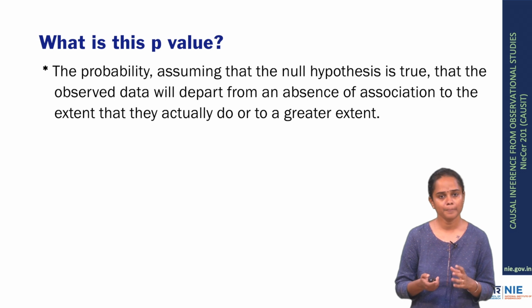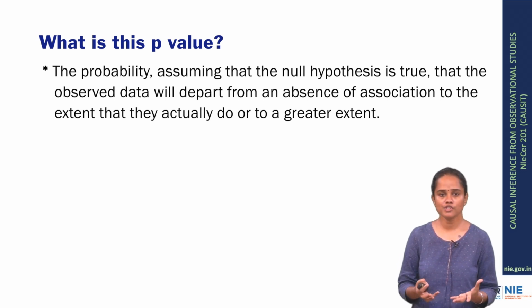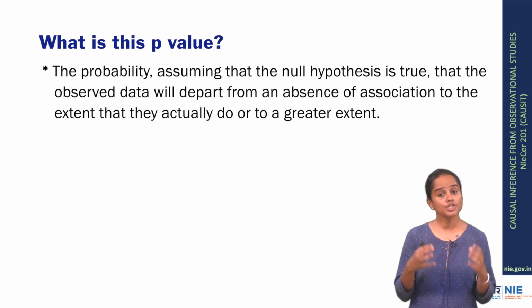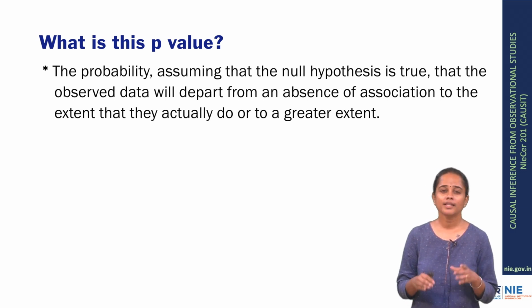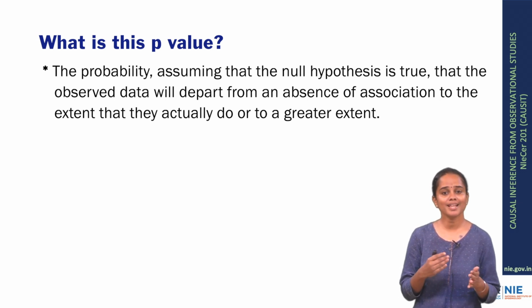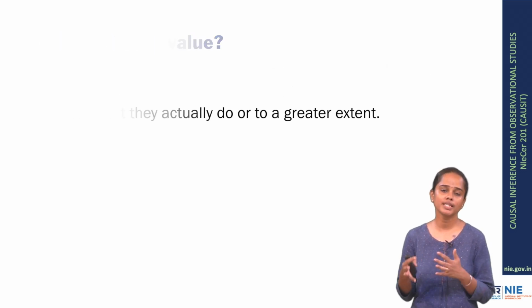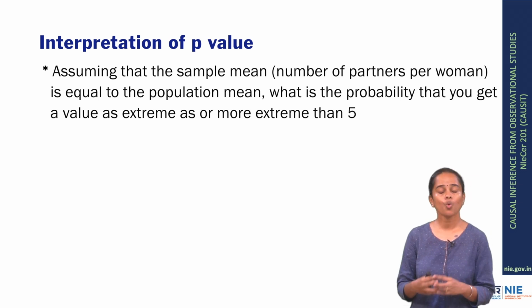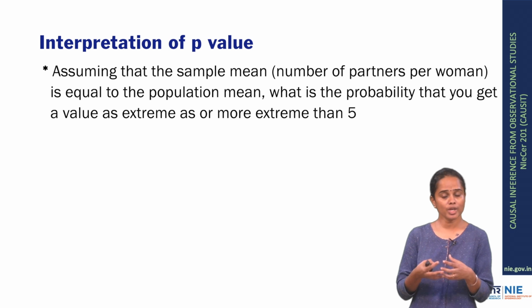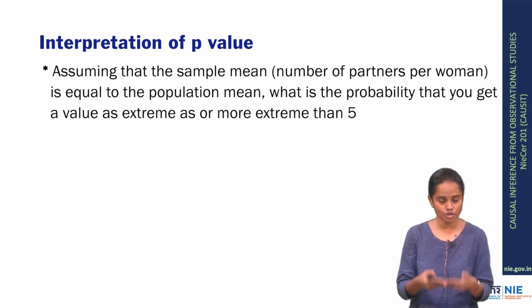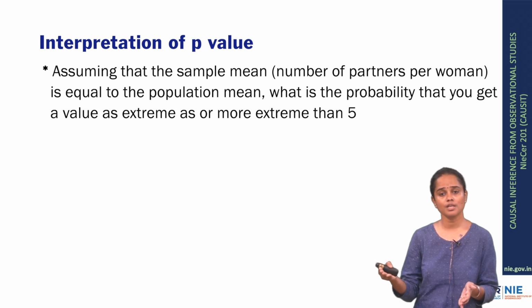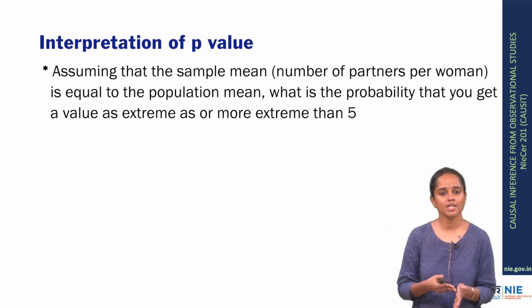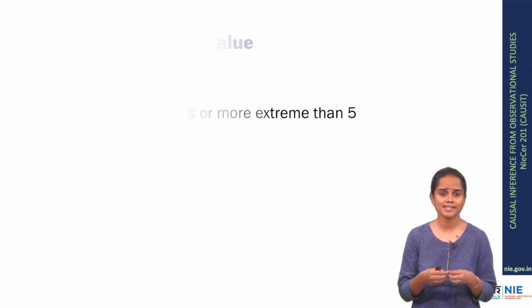So what is this p-value? Going by the proper definition, p-value is the probability, assuming that the null hypothesis is true, that the observed data will depart from an absence of association to the extent that they actually do, or to a greater extent. I will repeat, assuming that the null hypothesis is true, what is the probability that you get the results that you have obtained in your study, or a more extreme value than the ones that you have obtained in your study? So I think it is quite obvious that we are looking for a much lesser probability.